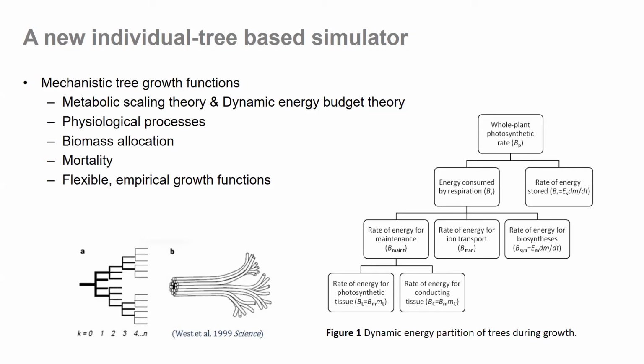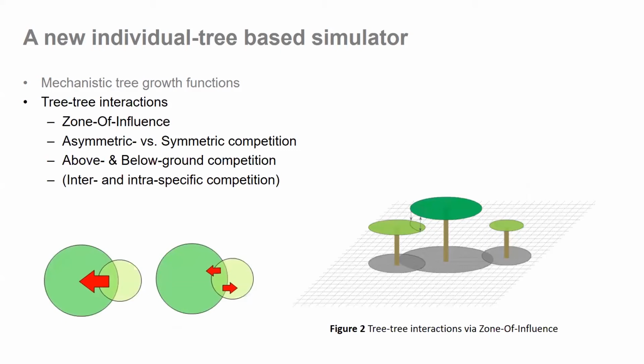Our model also includes and represents the mortality of trees that can be due to local tree-tree interaction competition. Our model is also flexible, so you can also use your empirical growth functions for modeling purposes. So we really include not only the traditional statistical model, but also the mechanistic model. Also, our model is able to simulate the tree-tree interactions. By doing this, we developed this zone of influence approach.